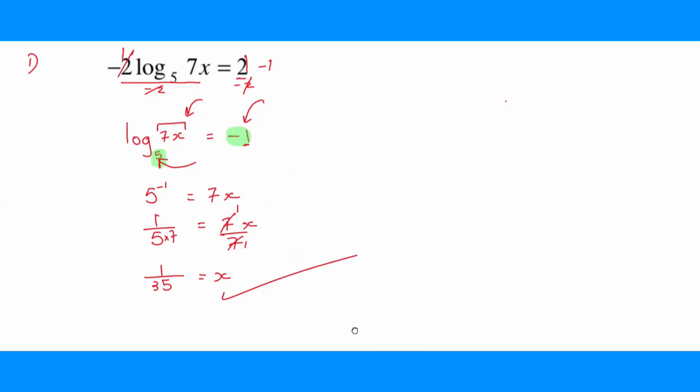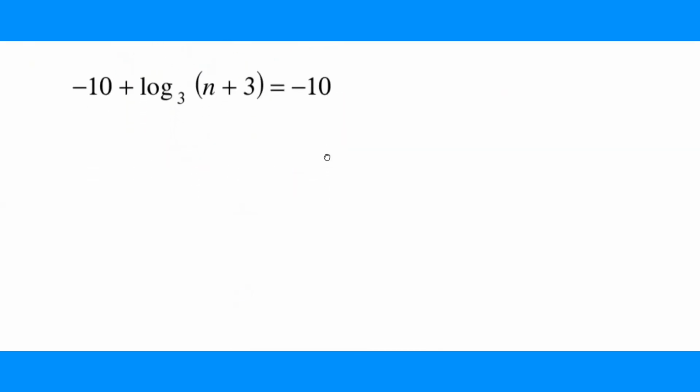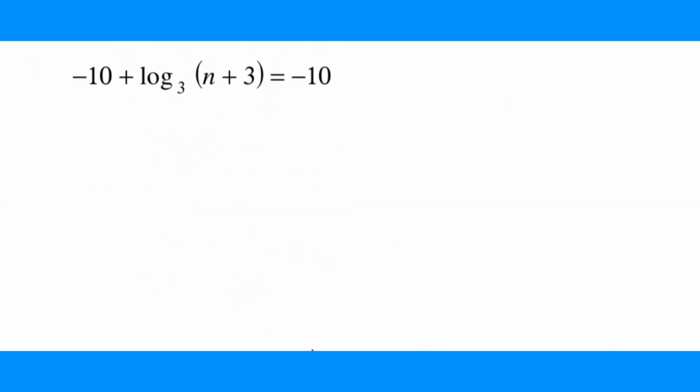Let us take a look at question number 2. In question number 2, we have -10 plus log in base 3 of n plus 3 is equal to -10. One of the things you could do is isolate the log and get the numbers on the other side. So I'm going to add 10 to both sides so that we can have the log by itself.